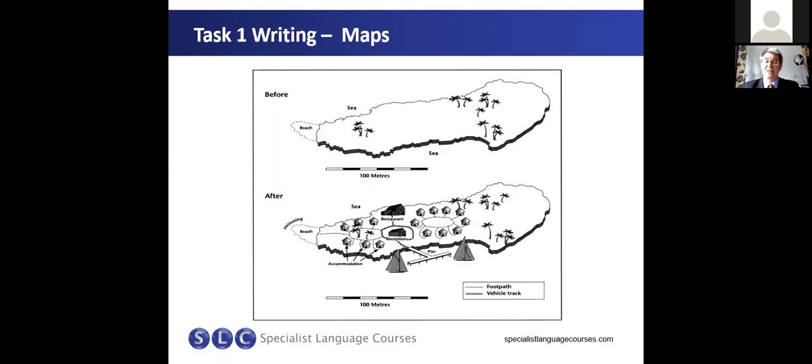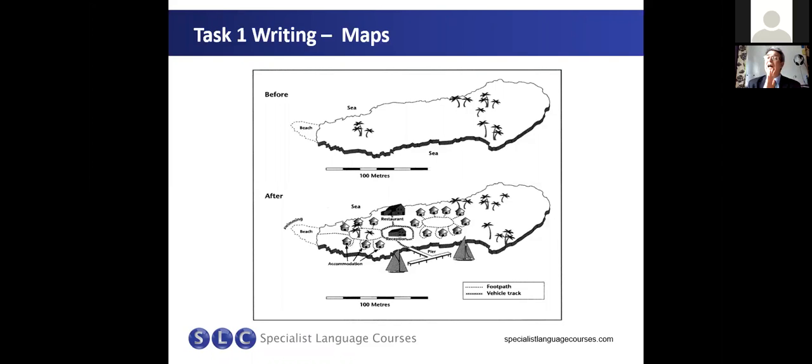Most of the trees have been left, though there have been accommodation buildings built. The island appears to have kept its wooded areas. They haven't been touched. So there we've got comparison between past and now. So it was and is. If you had now and future, obviously you'd have to change the tenses a little.